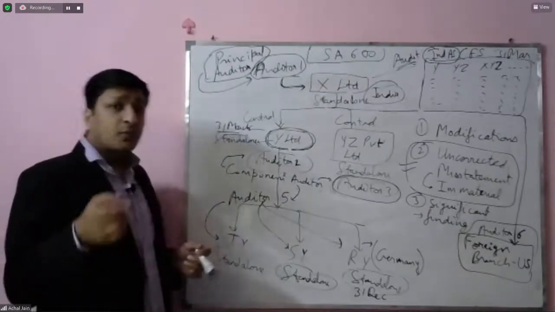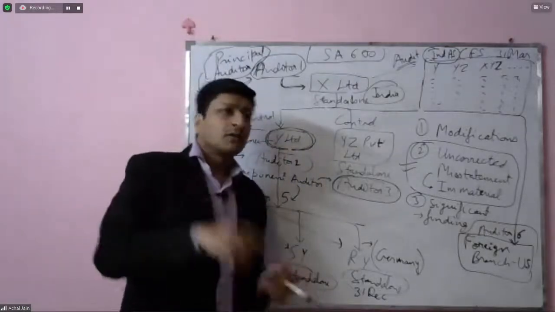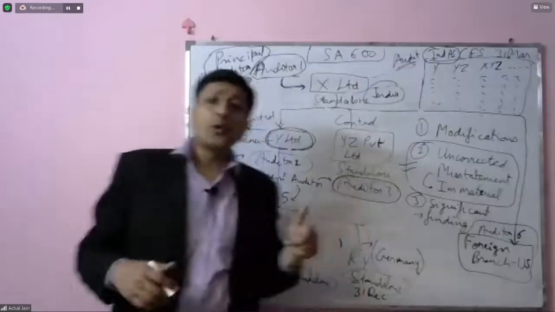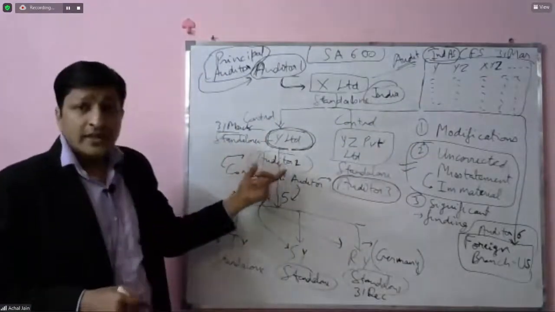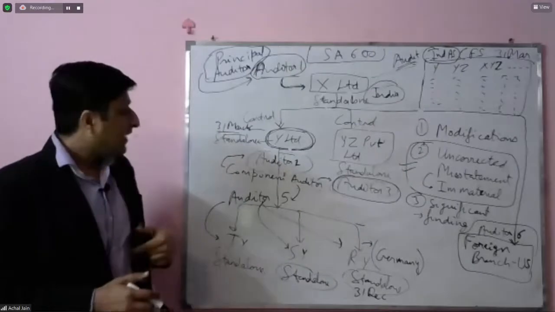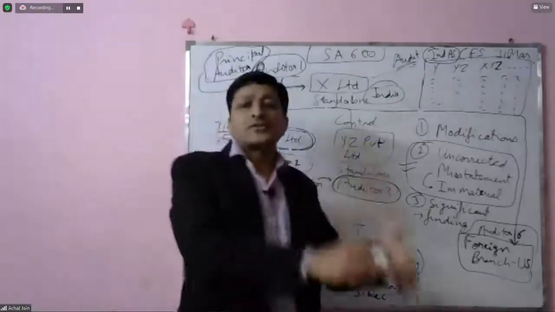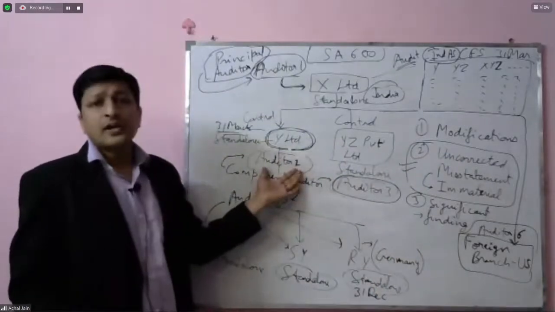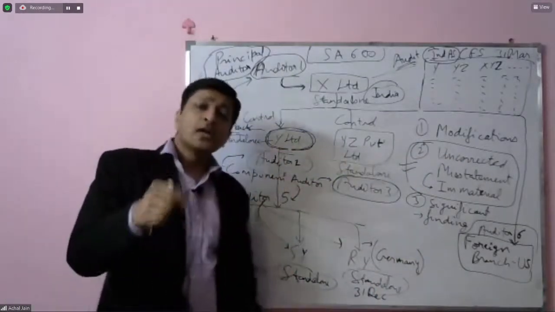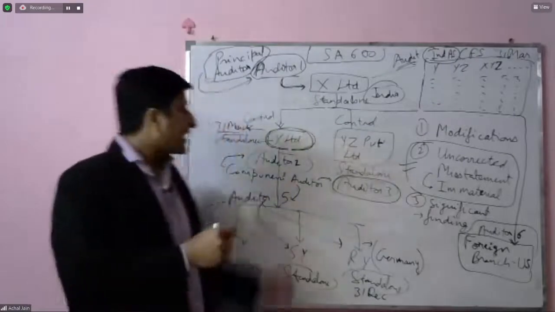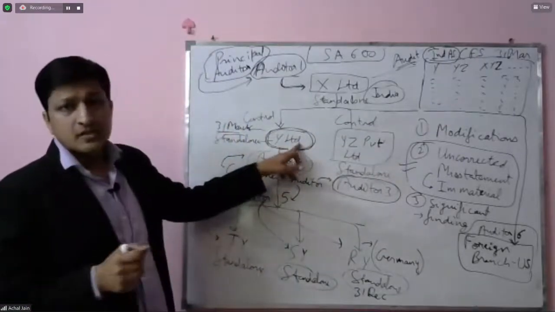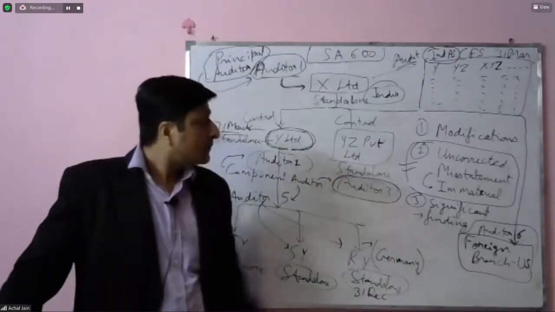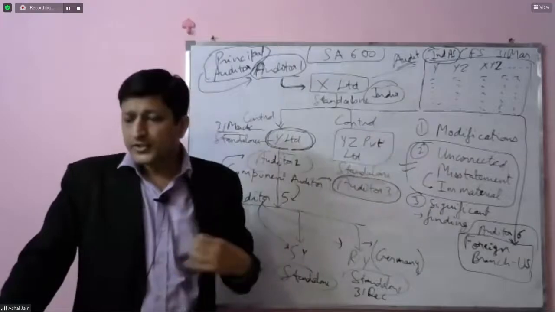Because why is the component audit getting conducted? For the purposes of CFS. And because the group auditor is not doing it himself, what has he done? In a way, he has assigned this to somebody else. So basically, all of these component auditors are sitting in the shoes of the group auditor only as far as this component or its audit is concerned. Clear on this?